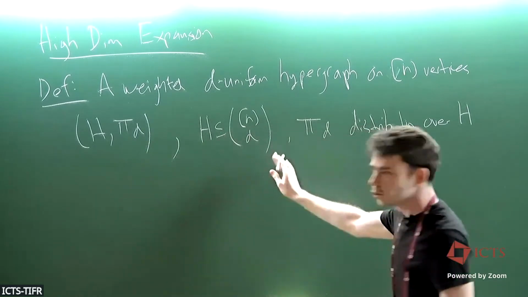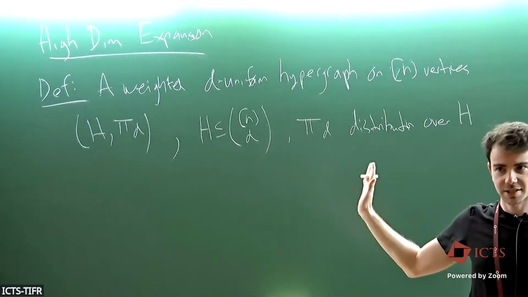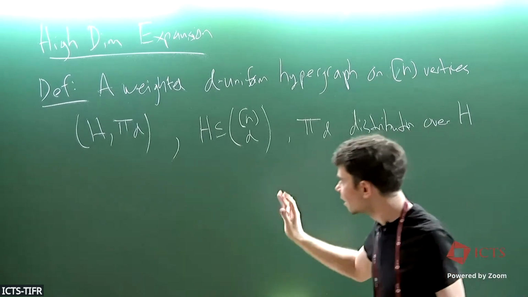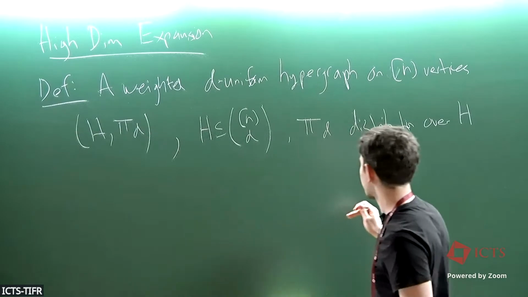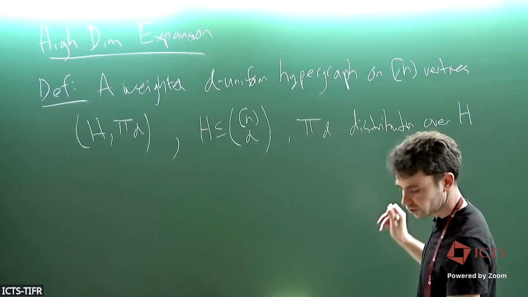So when d is 2, this is exactly a weighted graph, right? But when d is 3 or higher, then we're working with some higher dimensional structure.